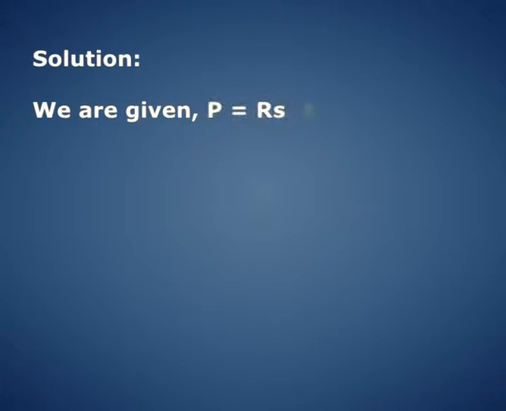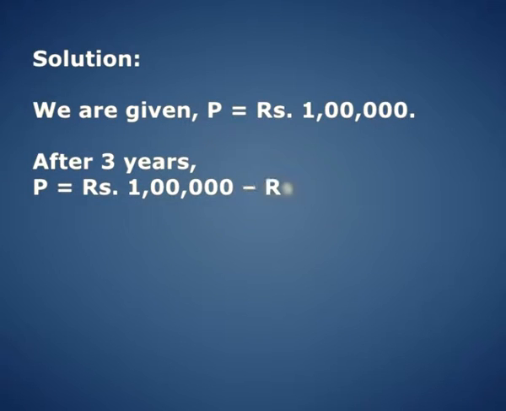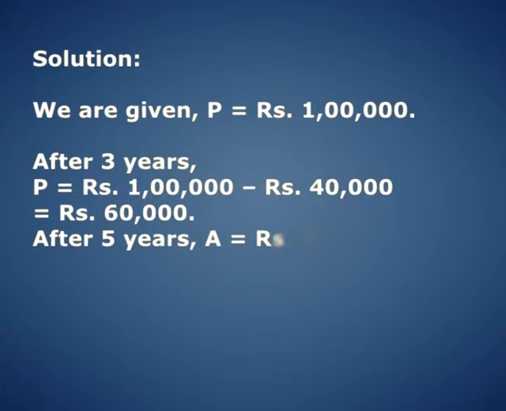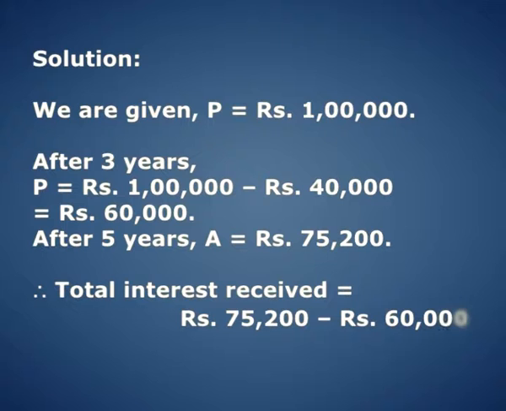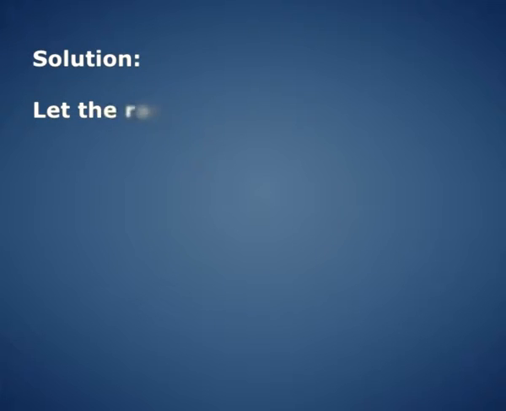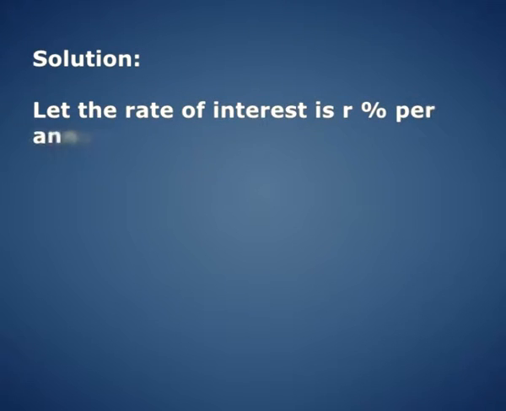We're given here the principal amount equal to rupees 1 lakh. After 3 years, the principal amount is going to be rupees 1 lakh minus rupees 40,000, so that is equal to rupees 60,000. So after 5 years, we see that the amount is equal to rupees 75,200. It's given in the question. The total interest received will be equal to rupees 75,200 minus rupees 60,000, so that is equal to rupees 15,200. Now let the rate of interest be R% per annum here.